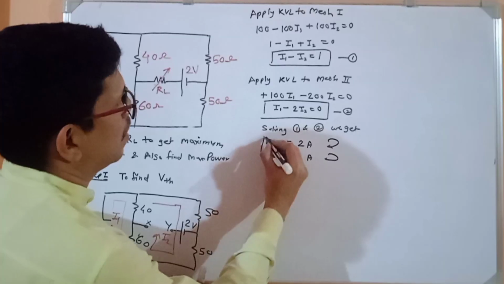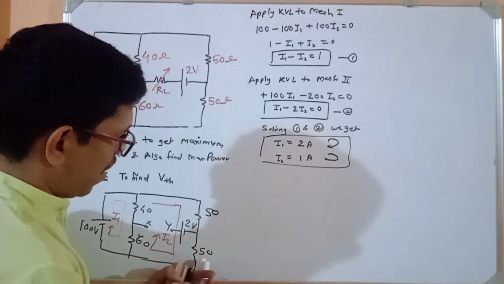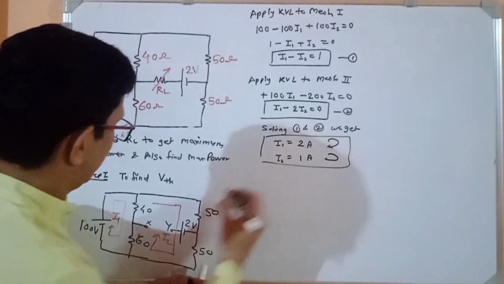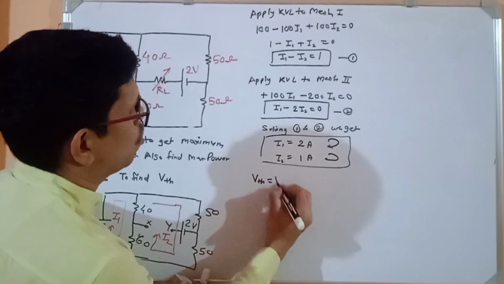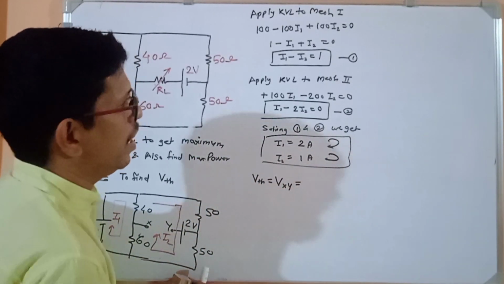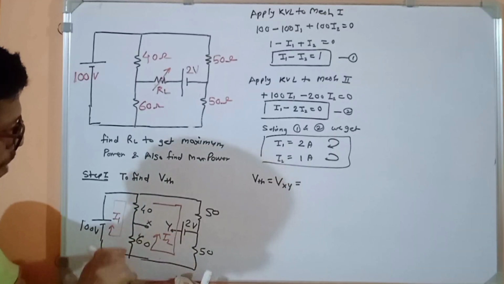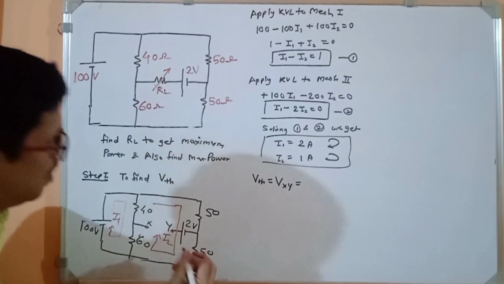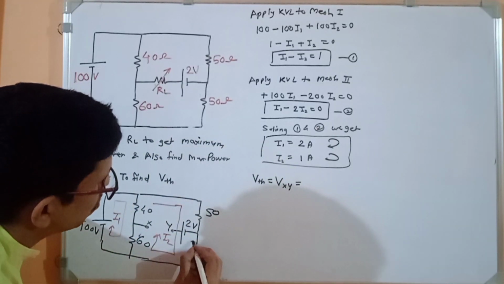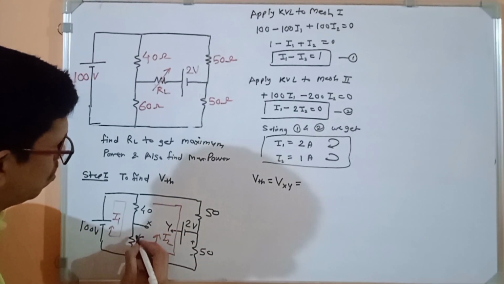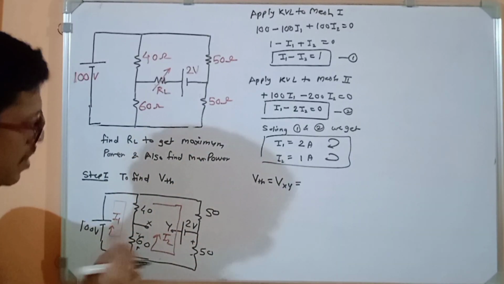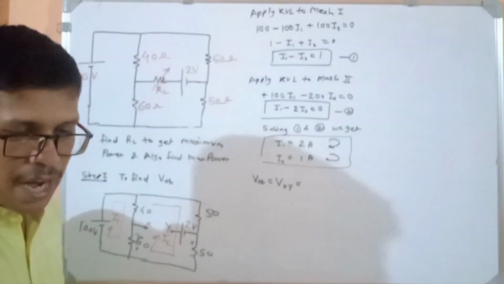Hence, now we can find our VTH between point X and Y. VTH is equal to VXY. Okay, so we can trace from anywhere. Here the current is coming from top to bottom. Here the current is going from bottom to top, but that is the difference between I1 and I2.